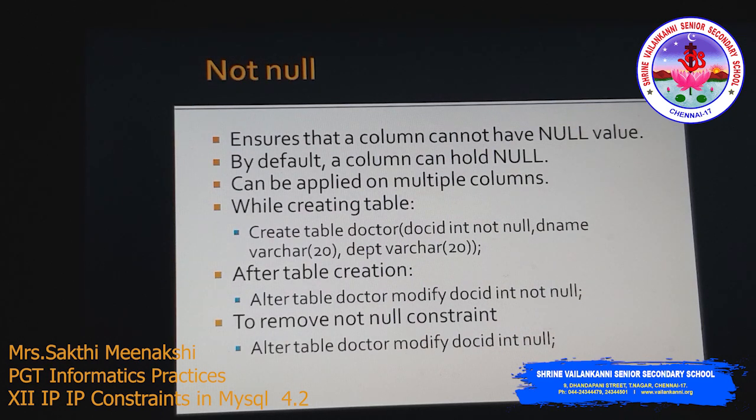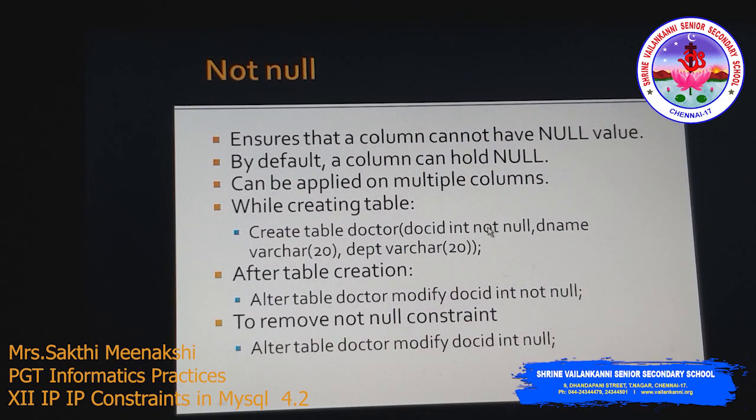For example, if you have a table which has 5 fields, you can apply the not null constraint on more than one column also. So what is the syntax? While creating the table, you write: create table, table name. Normally you give the column name and then the data type. After the data type we have to specify the constraint. Since this is a not null constraint, I am specifying it here. Then you can give the rest of the columns with their data types.